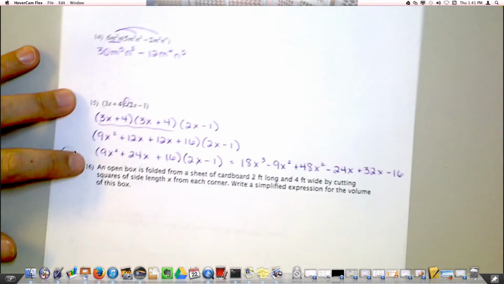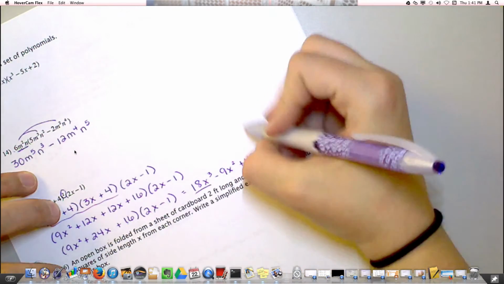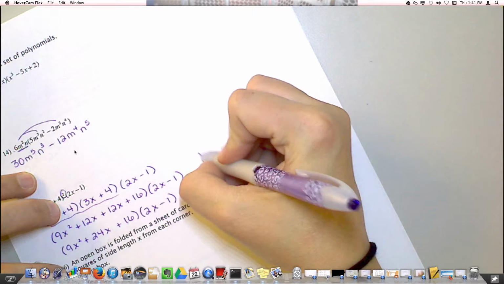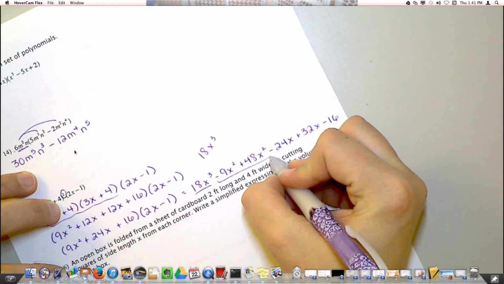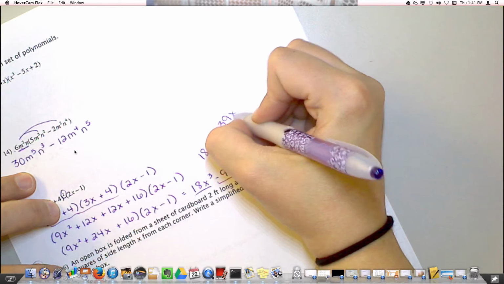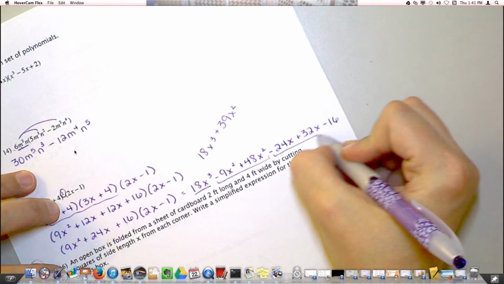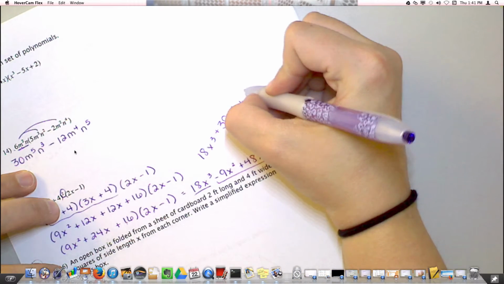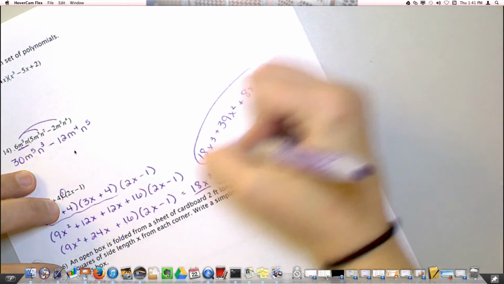And then I would combine my like terms. So let's see, I have 18x to the third. Negative 9x squared plus 48x squared is going to be 39x squared. Okay. Negative 24x and 32x is going to give me 8x. And then minus 16. And that's your final answer.